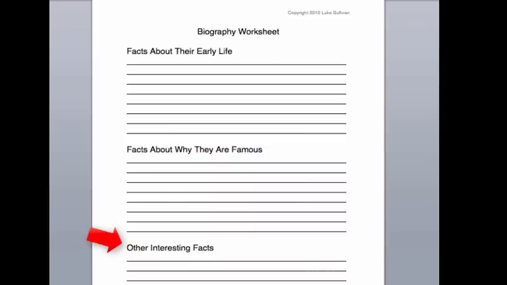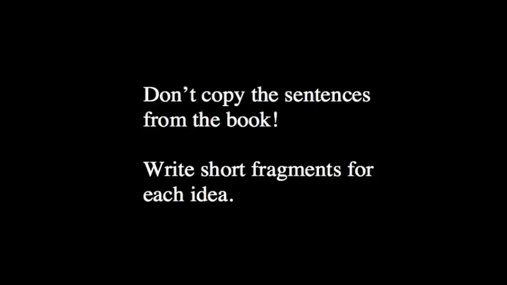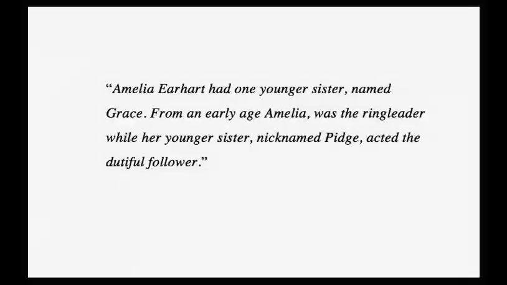Don't copy the sentences from the book. Instead, write short fragments that you will later use to write your own sentences. For example, a book about Amelia Earhart could have sentences that say, Amelia Earhart had one younger sister named Grace. From an early age, Amelia was the ringleader, while her younger sister, nicknamed Pidge, acted the dutiful follower.